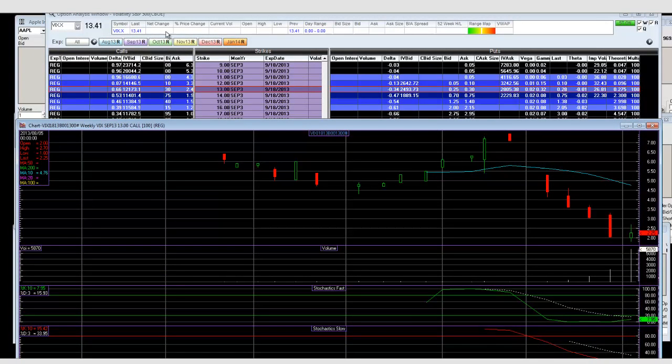Let's take a look at the VIX. This is a weekly VIX. It's a $13 call. What we want to let you know is that the VIX on a weekly chart here is hitting a major bottom of $1.80 per contract.